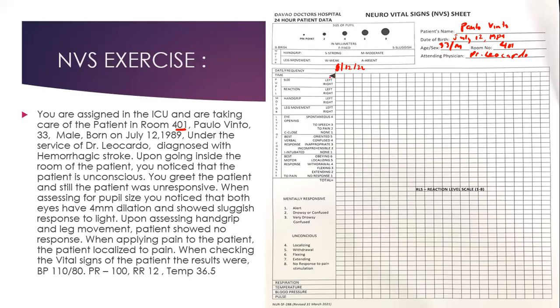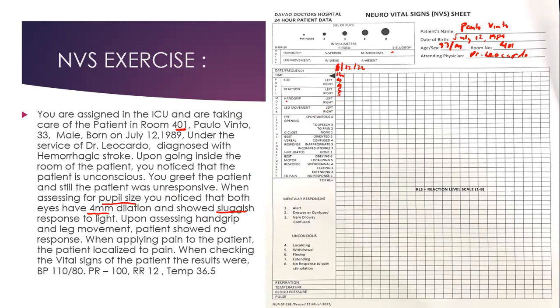Kasi maliit masyado yung box. So, let's say, anong oras na ba? 11 a.m. pa rin. So, ano isusulat sa pupil size? Left and right? So, type in the chat box, ano isusulat? When assessing for the pupil size, you notice that it has 4 millimeters dilation. So, isusulat dito 4. Yan. Both eyes are 4. Reaction naman. So, showed sluggish. So, susulat natin S.